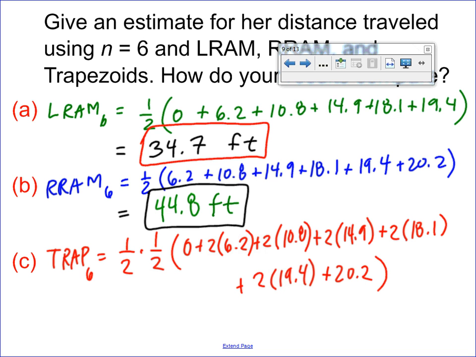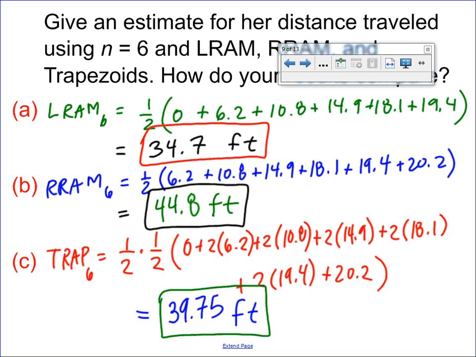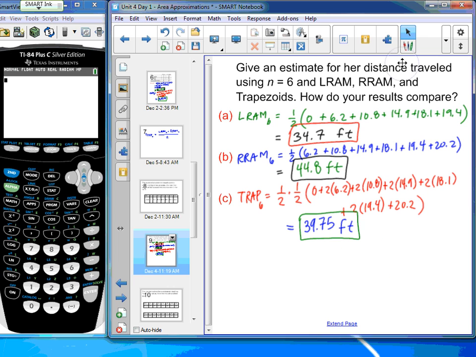And Sid, what did you get for the trap? I got 42.85. You get 42.85? I don't think that's right. No. Okay. It's 39.75. Yeah. I'm trying to do this. 79.5? All right. So, moment of truth.